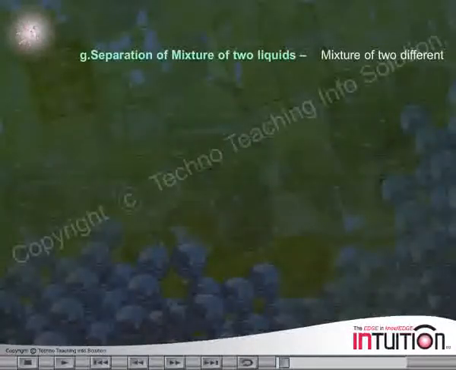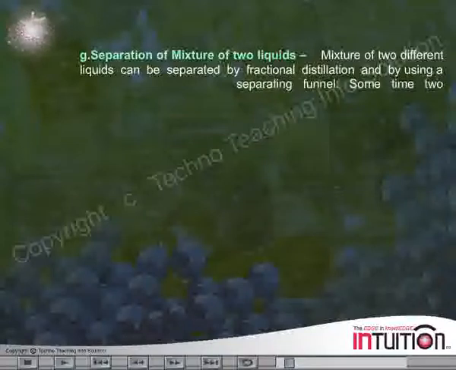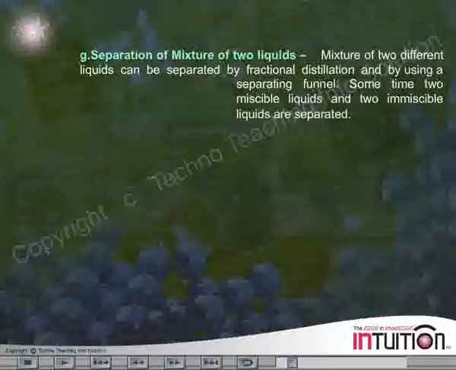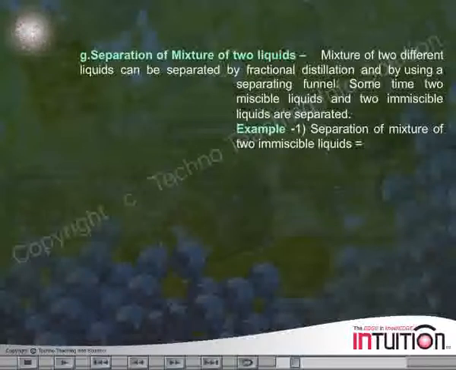Separation of mixture of two liquids. Mixture of two different liquids can be separated by fractional distillation and by using a separating funnel. Sometimes two miscible liquids and two immiscible liquids are separated. Example 1. Separation of mixture of two immiscible liquids.